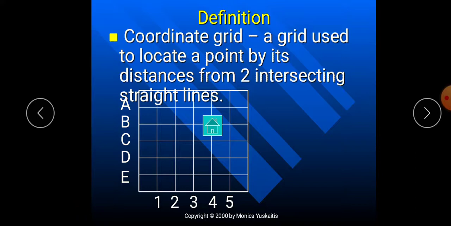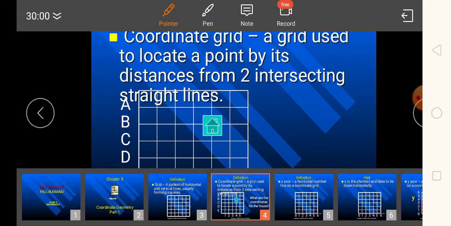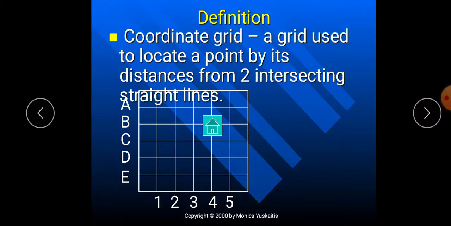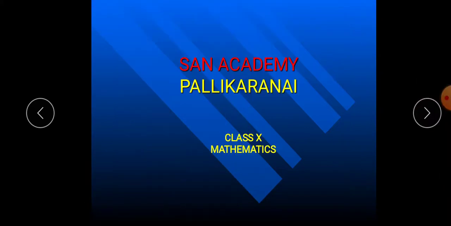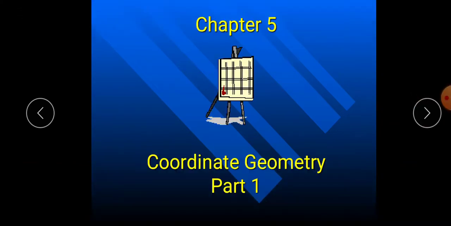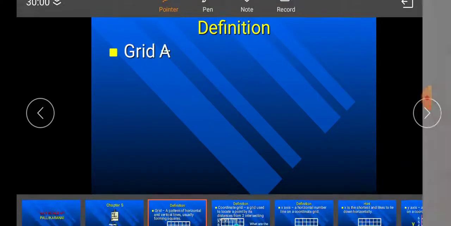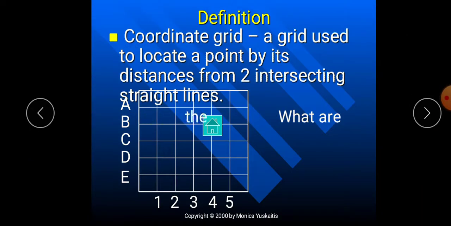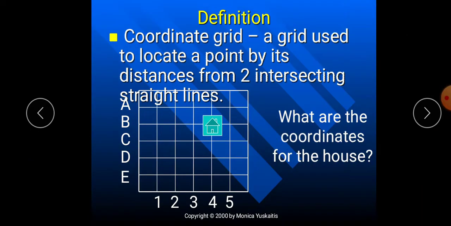Now if you see your coordinate grid, it is a grid used to locate a point by distance from two intersecting straight lines. For example, your house is located at this point. So what are the coordinates of the house? You can say 4 comma B, because the x-axis is 4 and the y-axis is B. So 4 comma B: 4th street, plot number B. You say it like this and your house is located.